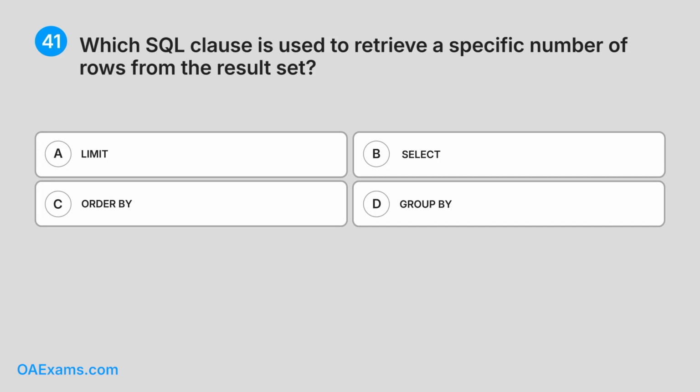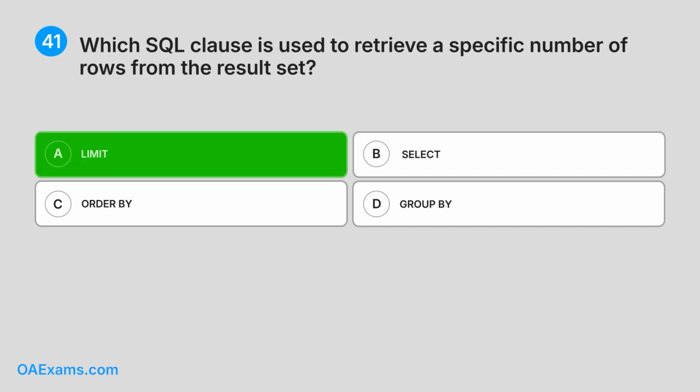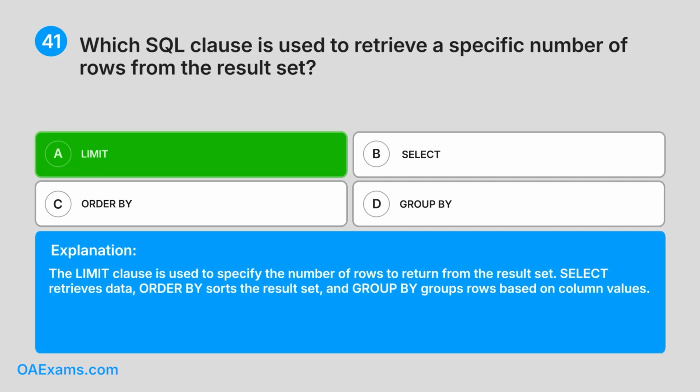Correct answer A. Limit. Explanation. The limit clause is used to specify the number of rows to return from the result set. Select retrieves data, order by sorts the result set, and group by groups rows based on column values.